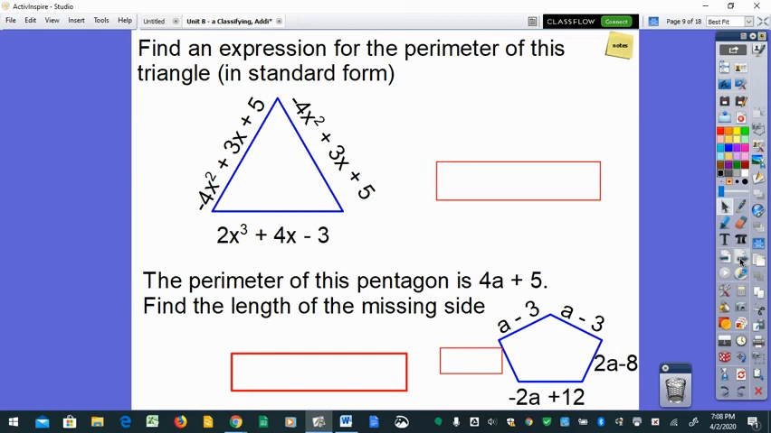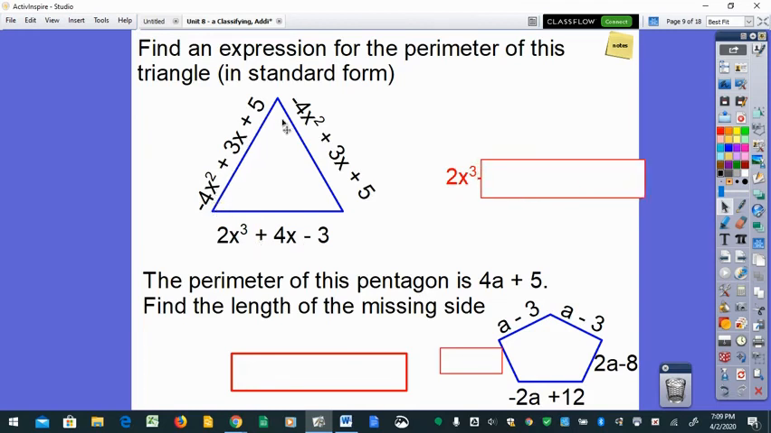Okay, for this final slide, here's just a couple of examples in geometry where we would use this idea. So we have a triangle up here, 3 sides, and it's got a polynomial on each side. To find the perimeter, we'd have to add up all the sides. So the first thing I'm noticing as I go around is that we have a 2x to the third, and that's the only one.